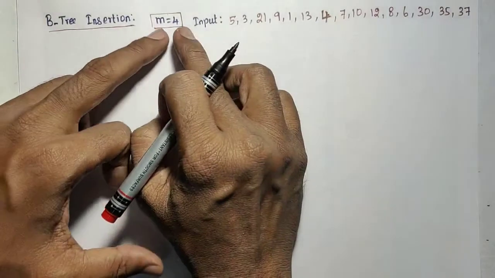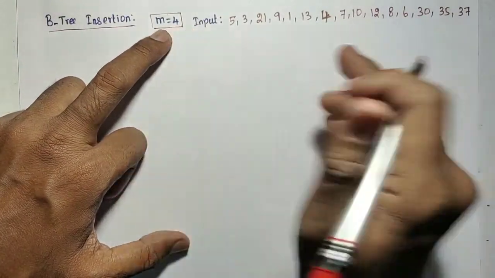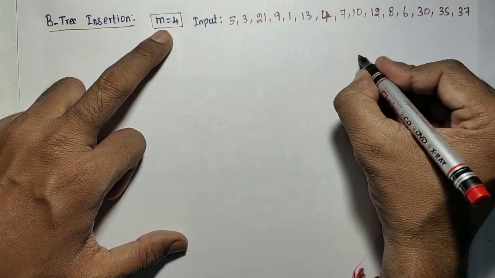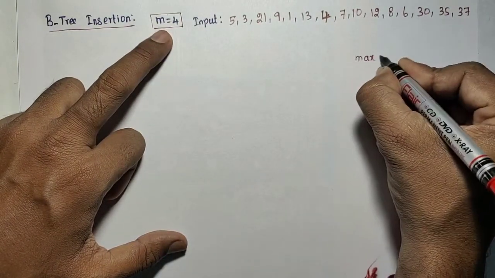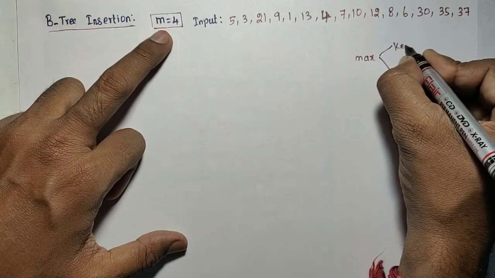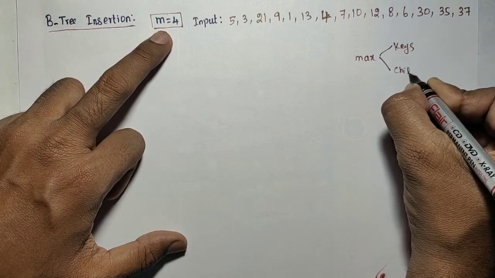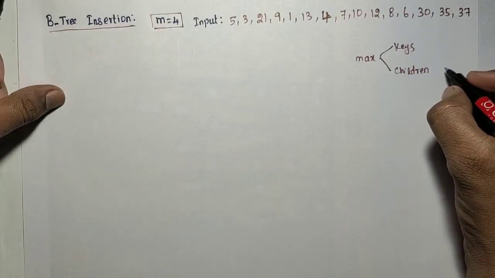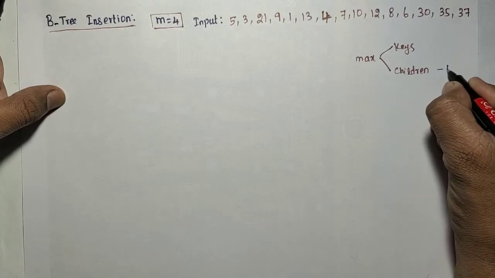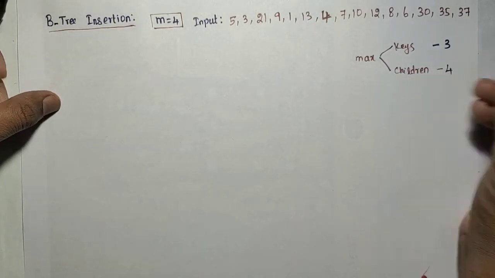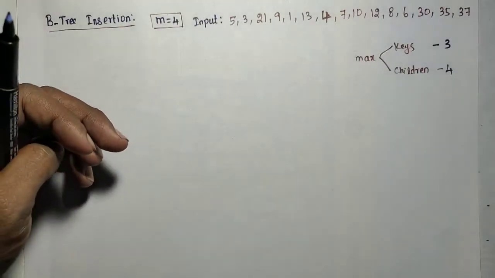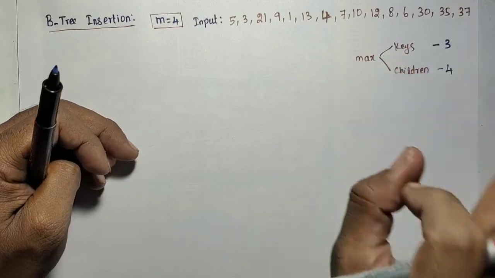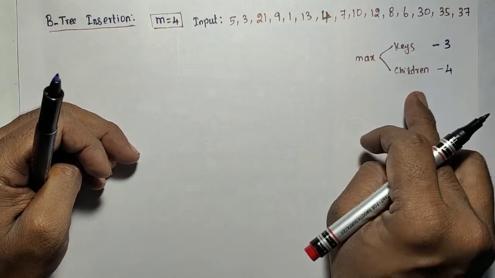So before we start insertion, you will fix the minimum and the maximum, the maximum keys and children. The maximum children is m, which is 4, and the maximum keys is 3. It means each node will have 3 boxes for storing the key elements and 4 pointers to store the children.